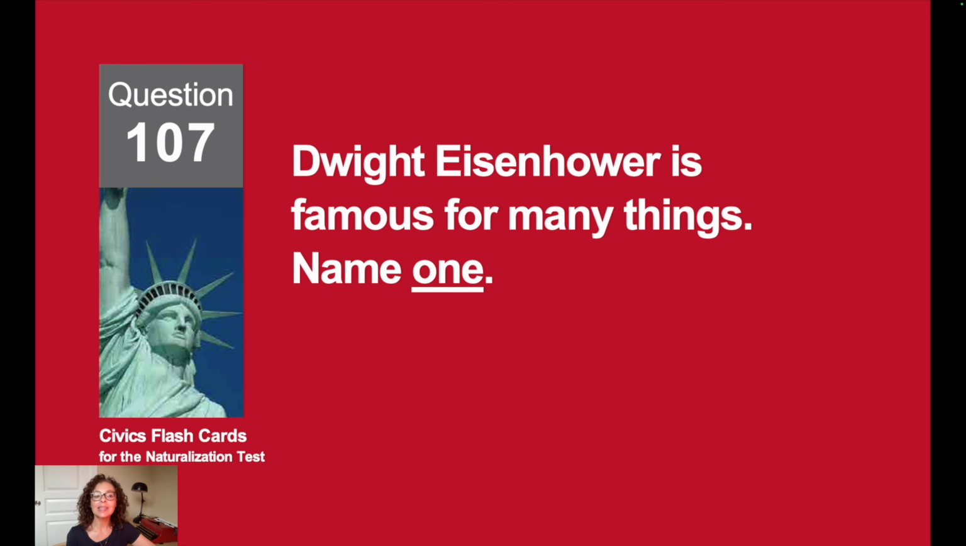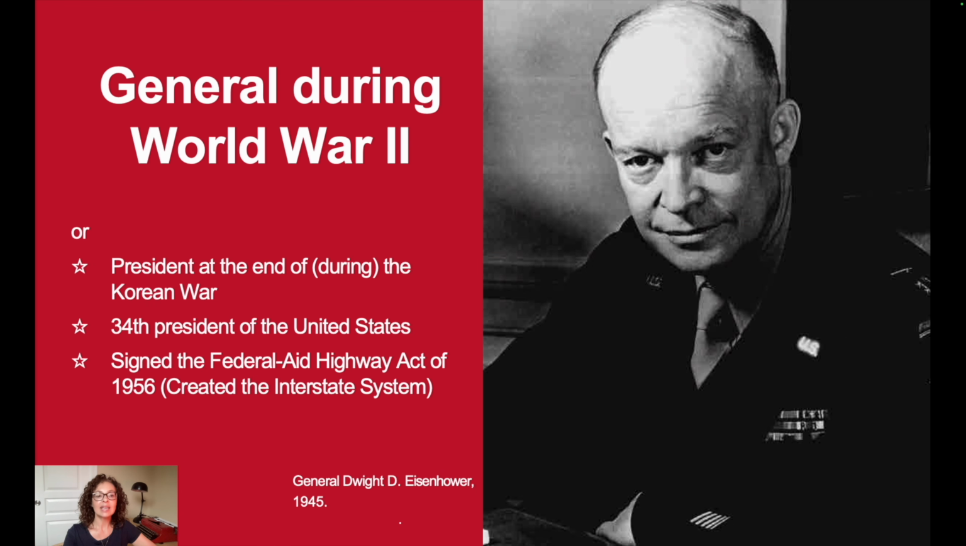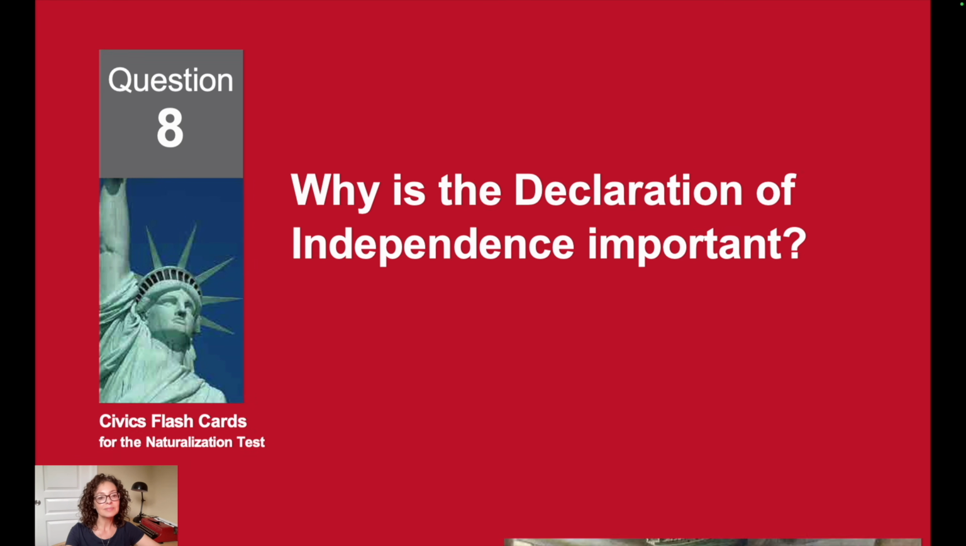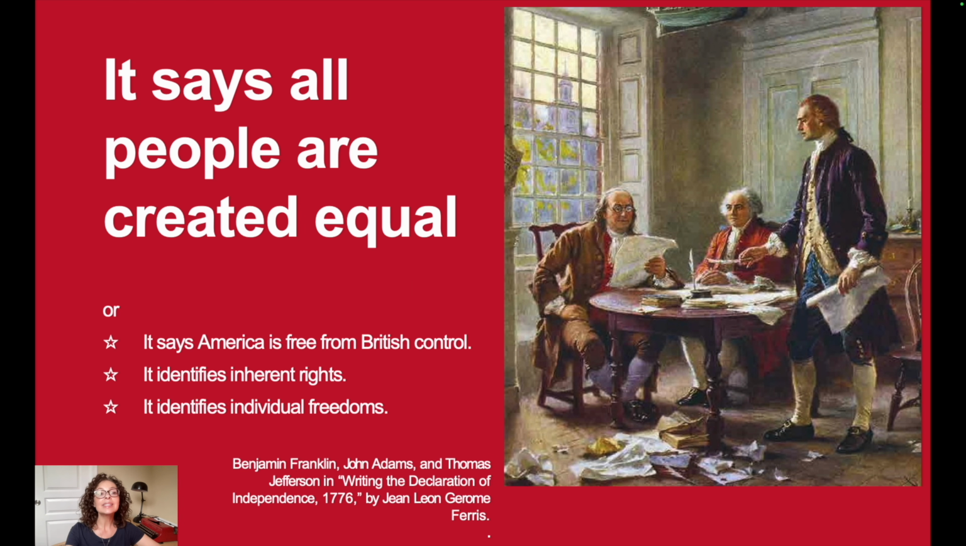Dwight D. Eisenhower is famous for many things. Name one. Eisenhower, he was a general during World War II. Why is the Declaration of Independence important? It says all people are created equal.